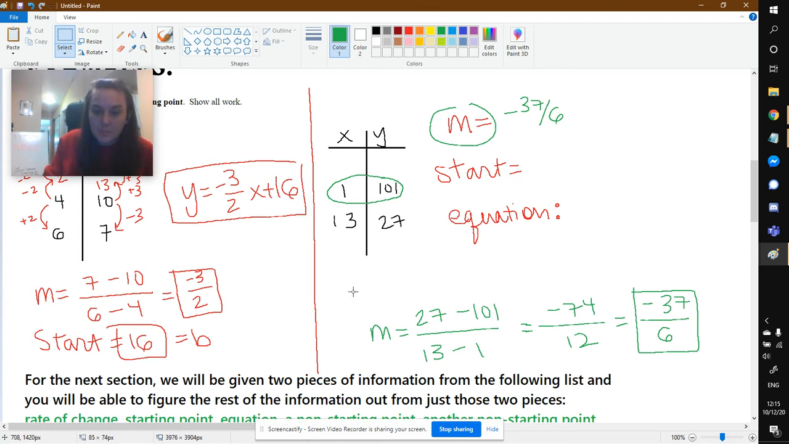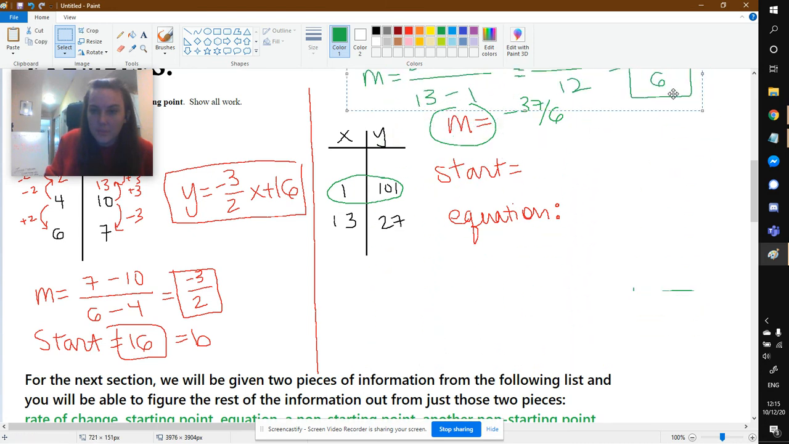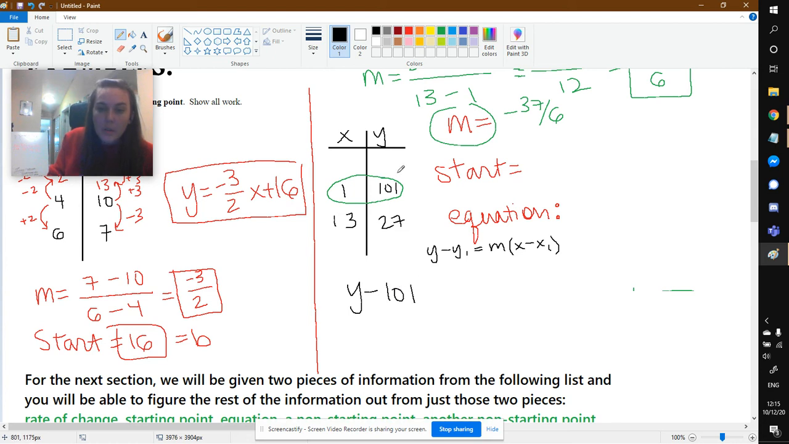Let me delete this. Let me just put it over here. Okay, so for point-slope equation, what we do is we remember that it's y minus y sub 1 equals m times x minus x sub 1. So we've got y. Y sub 1 is 101. I've decided that this is my x sub 1 and this is my y sub 1. Equals negative 37 divided by 6 multiplied by x minus x sub 1, which here is 1 and negative 36, 7 over 6, right? Good. We're going to solve for y because that's what we usually have our equation looking like.